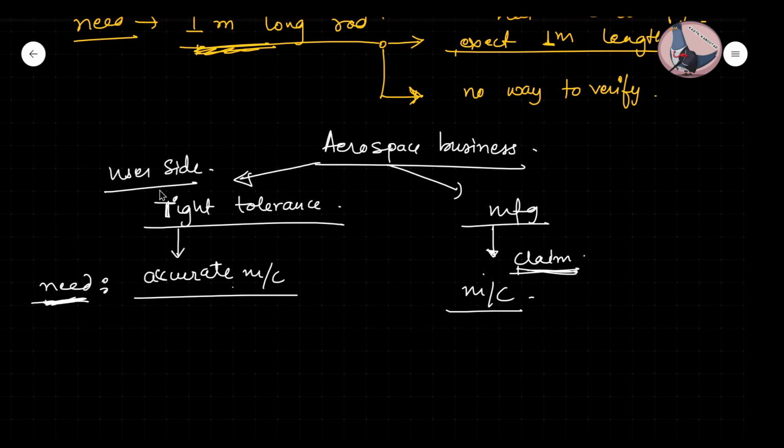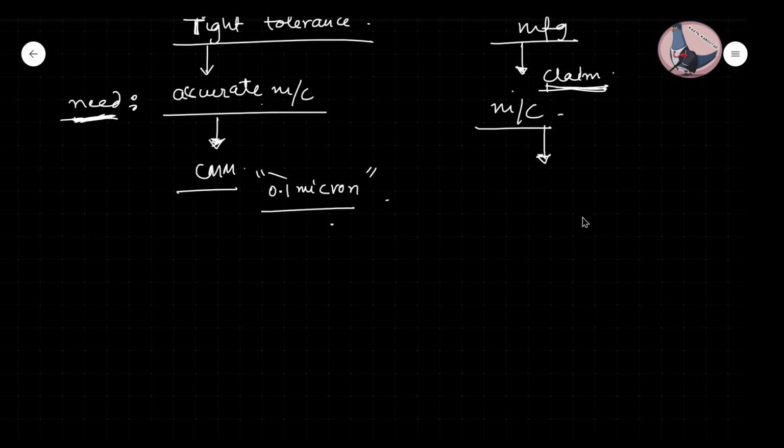So the user side has a trouble, and the manufacturer has a trouble. The manufacturer has to sell you the machine. So what will happen? Suppose you order one CMM. You will say, I want a CMM whose tolerance is 0.1 micron, a machine that can even measure 0.1 micron. And these people will say, okay, you give me a job of 0.1 micron and I will measure it. So there will be a tug of war between both these people.